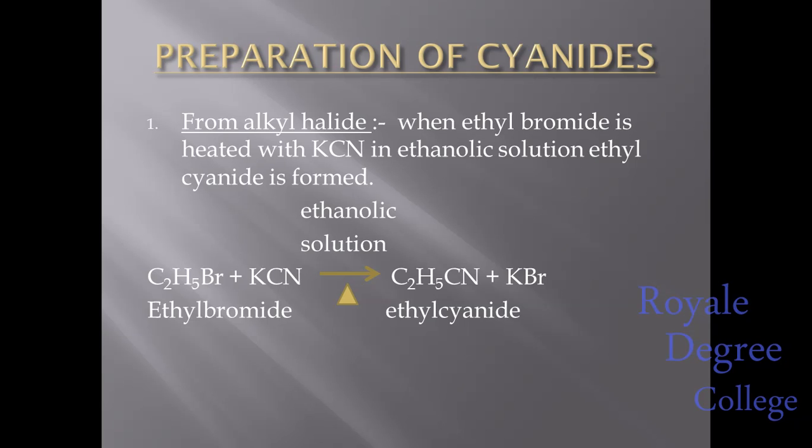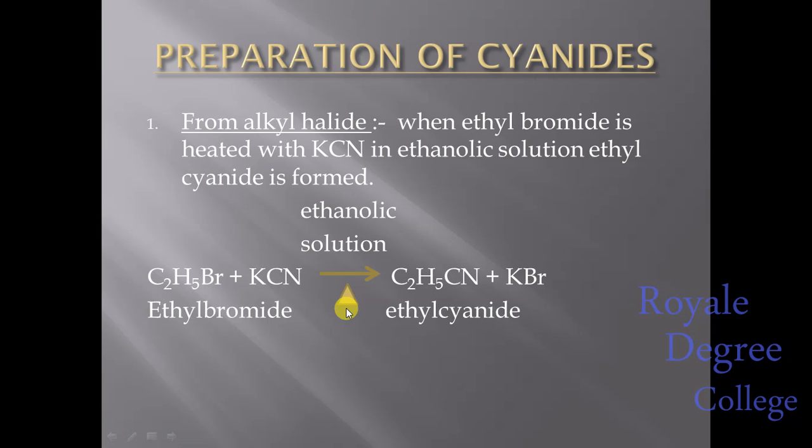Now we are talking about preparation of cyanides. First preparation is from alkyl halide. When ethyl bromide is heated with potassium cyanide in ethanolic solution, ethyl cyanide is formed. See the reaction here, C2H5Br, it is named as ethyl bromide, in which we are adding potassium cyanide. Reaction will take place in the presence of ethanolic solution and we are providing heat.